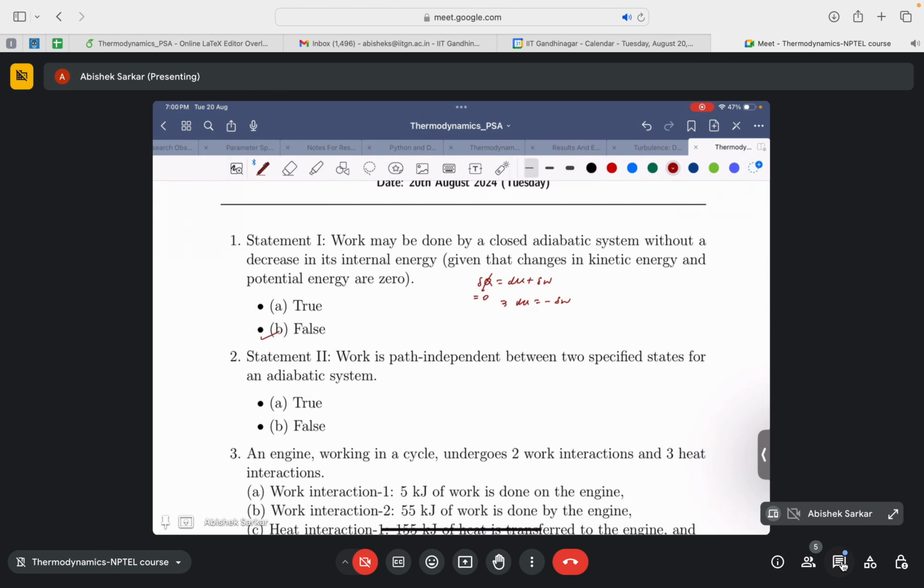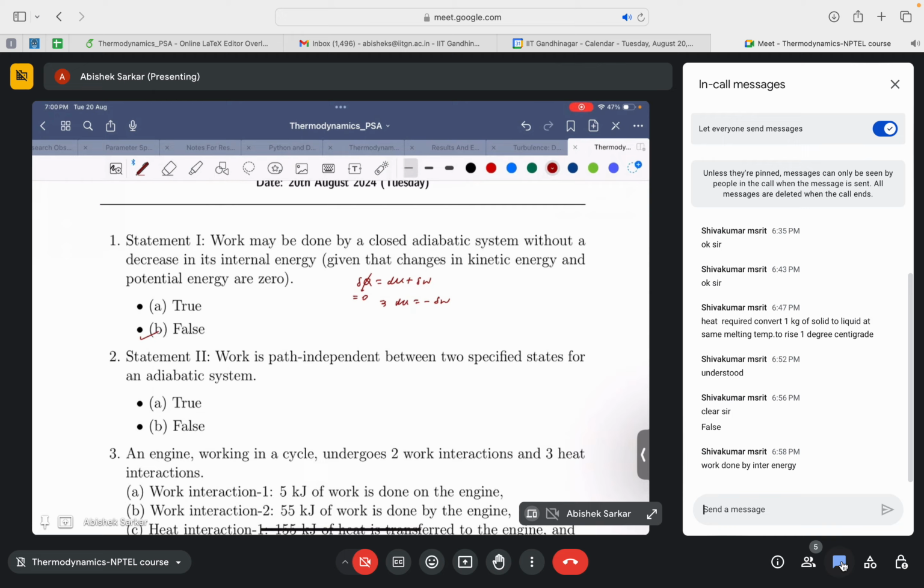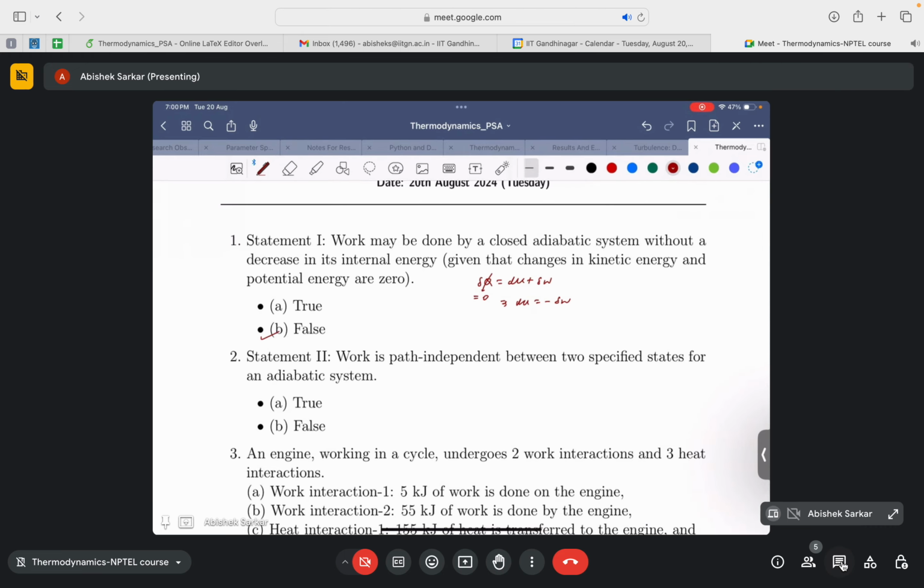Now statement two is: work is a path independent function between two specified states for an adiabatic system. So is it true or false? It's actually a continuation of the first. Yes. Okay. Actually, you are correct, but you need to see the question as well. Work is path independent between two specified states for an adiabatic system. For an adiabatic system.